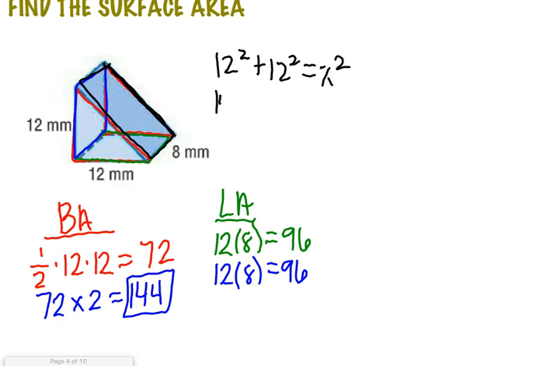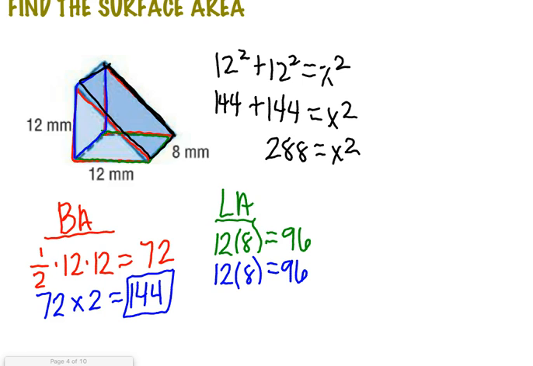So we'll get 144. Then square root of 288, and that counts as about 17. 17 where? I think it's like 16.98 or something. Yeah.